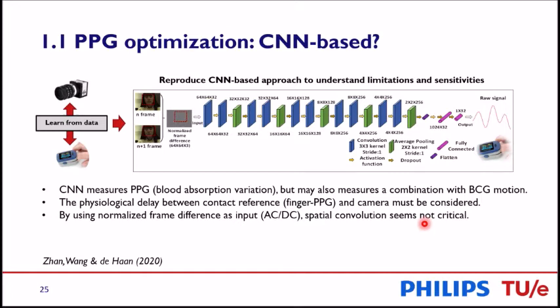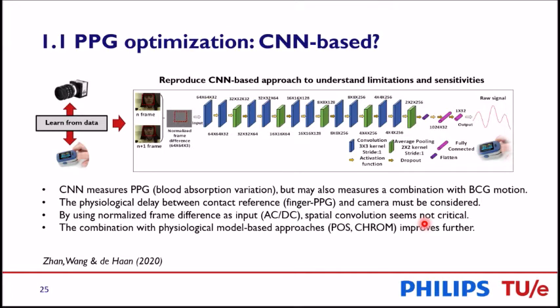And the third is that by using the normalized frame difference as the input, the spatial convolution of the CNN seems not very critical. For example, if we train the CNN with the frontal face and test with the side view face and the rotated face, it still works. That means the spatial convolution is not really important.